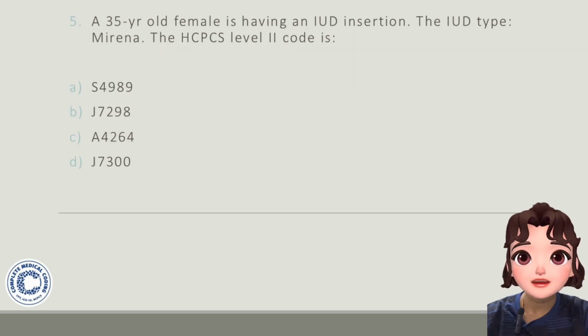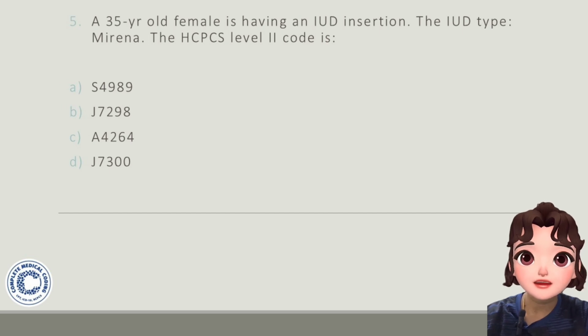Now fifth question. A 35-year-old female is having an IUD insertion. The IUD type is Mirena. The HCPCS level 2 code is... So here Mirena insertion, IUD insertion. So let's look into the options. So what we need to code is the IUD insertion code. Okay. What is option A?